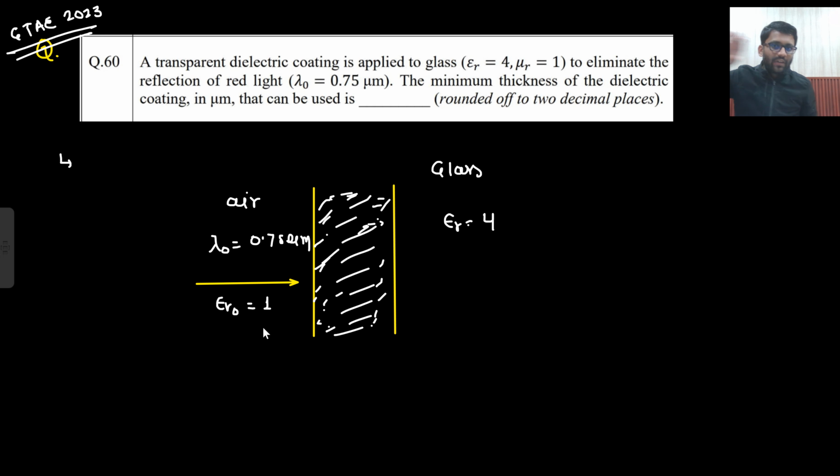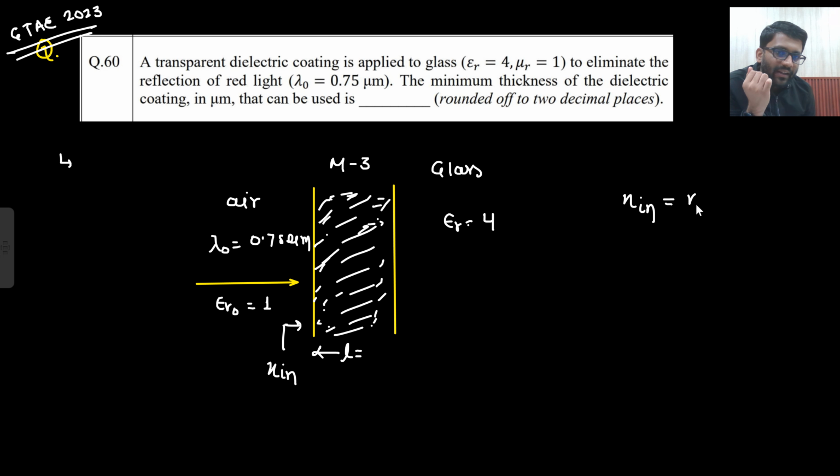Now what is your target? Whatever light wave is coming, the complete light wave should be going inside. This is your target. What they are saying is, the minimum thickness of the dielectric coating in micrometer that can be used. If I call this medium 3, what should be the length? You are doing intrinsic matching only. What do you need? You need the reflection coefficient to be 0. That means if I see eta in from here, I need eta in to be equal to eta 0. This is your air, having eta 0, so eta in should be equal to eta 0.